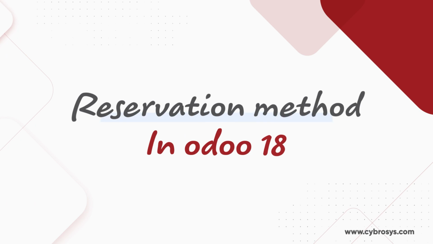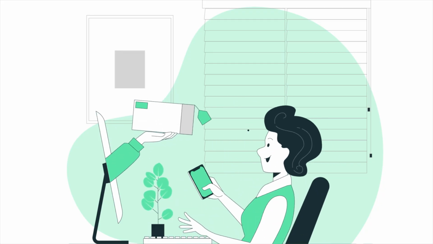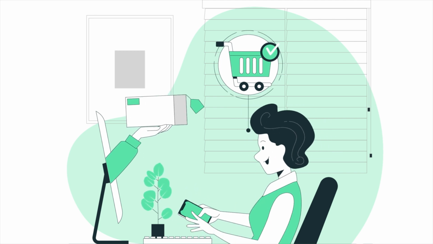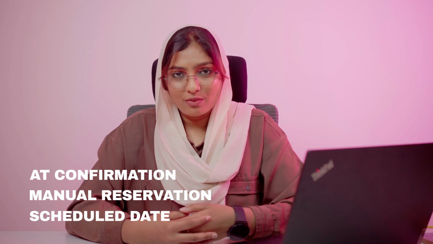In today's video, we will discuss the reservation method. In Odoo 18 Inventory, the reservation method is a process of reserving the components or items whenever a customer places an order. We can manage the reservation method in three ways: at confirmation, manually, and before scheduled date. Now let's go through them one by one.